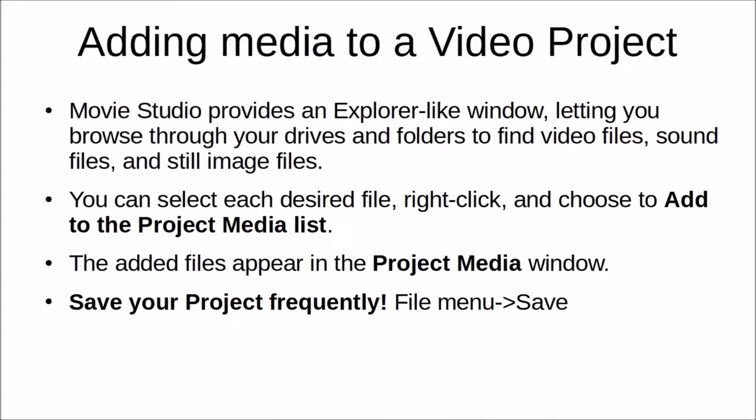So in the file menu in Vegas Movie Studio, simply choose the word save, and that will save your project. It will ask you initially to give it a name. After that, when you do file menu save, it just saves the project.